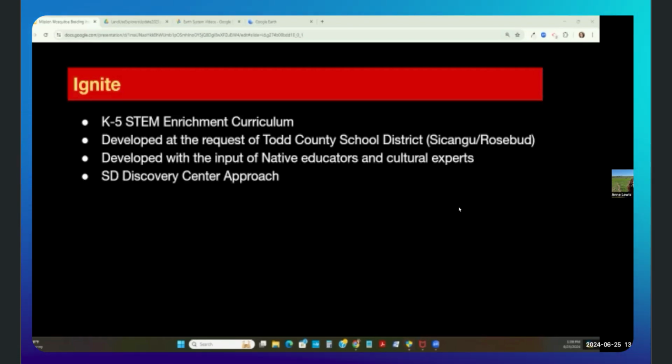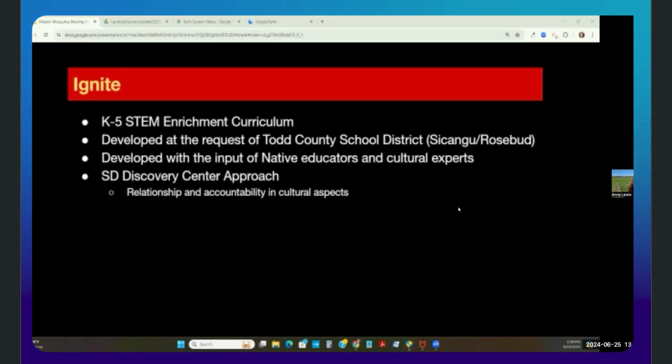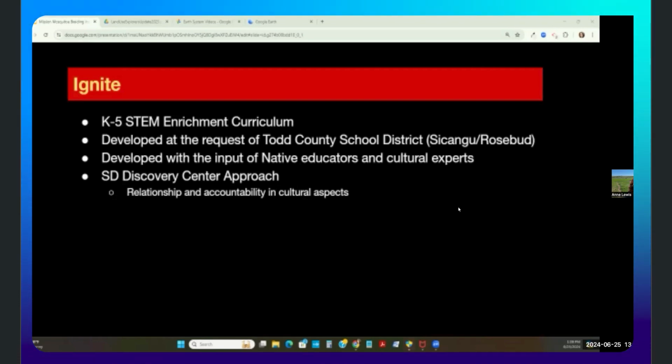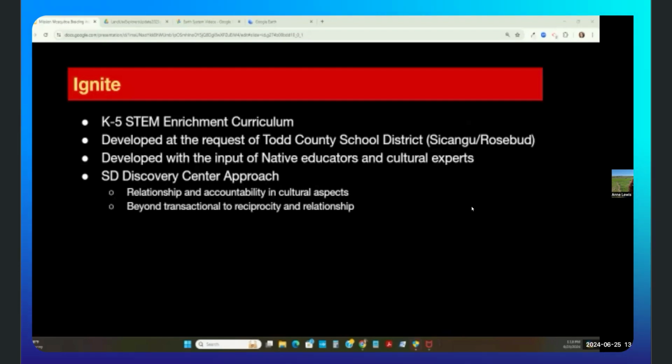Our approach, as a dominant culture institution working with North American Native people, is to think about relationship and accountability, particularly in cultural aspects. And this is in contrast to transactionality. There's a lot to unpack there, and I don't know that I want to do the fullest, deepest dive on that. But essentially, what this boils down to is we are about relationship.